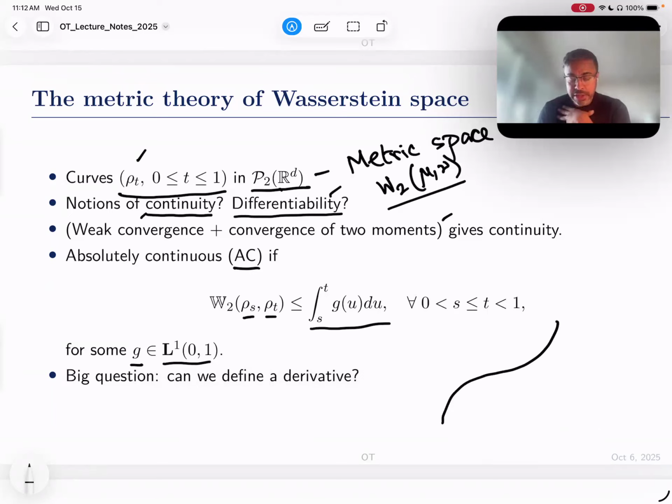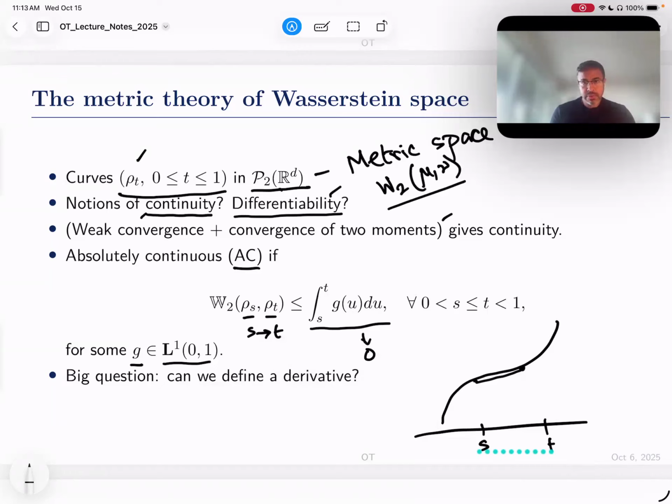So this is kind of measuring some sort of length. I have a curve in some space. I look at two points s and t, and I want to say that this is some kind of length. The length is finite. And that's what it is measuring. That there exists one single g that is integrable such that the W2 distance between rho_s and rho_t is bounded by the integral of g(u) du from s to t. One thing, as you would notice from here, is that as s goes to t, this right-hand side goes to 0. Okay, so absolute continuity implies continuity. But there is more.